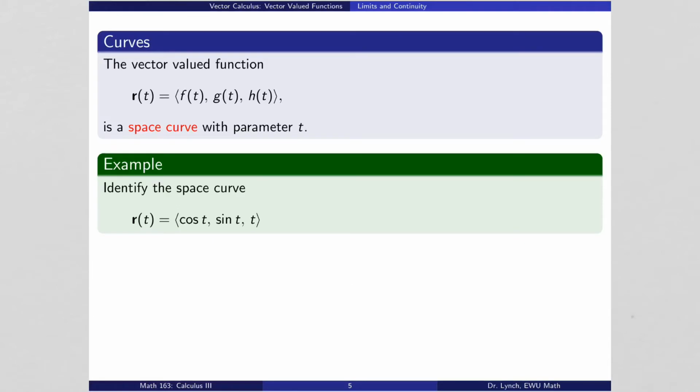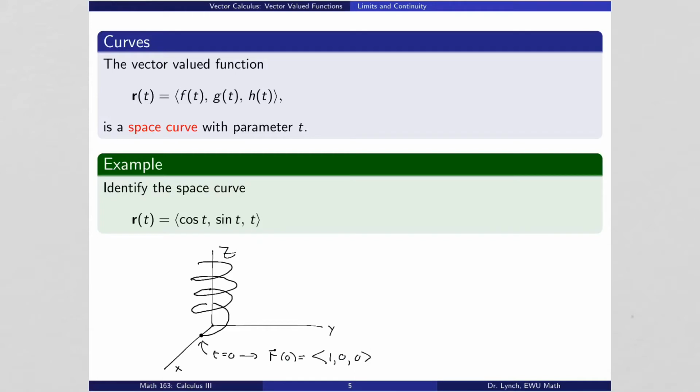Let's go ahead and have a look at another example. Let's identify this space curve. r of t is cosine t, sine t, and t. In this case, it helps to think about the sketch, and you can imagine that the x and y coordinates just go around a unit circle, and the z component grows in time. So here's a reasonably correct sketch of that action. As t goes from 0 and increases, when t is at 0, we start at 1, 0, 0. x and y go around the unit circle, and z just increases, again giving us this helix.